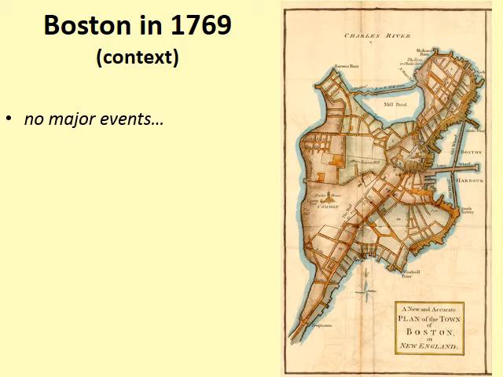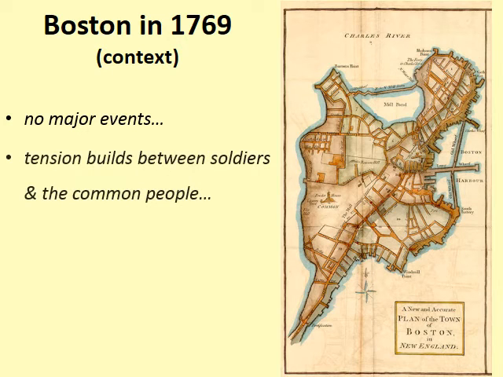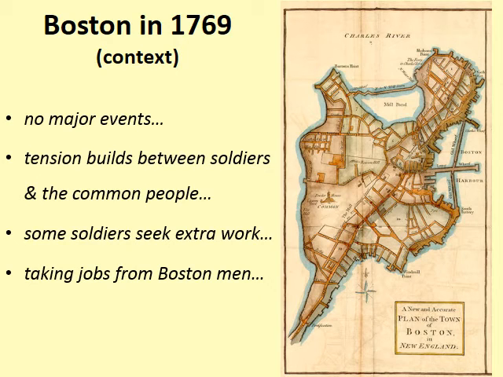There are no major events to report in the year 1769, but tension is building between those soldiers and the common people, and neither one really wants to be there. Some of the soldiers aren't getting paid as well as they want. They're trying to get extra jobs, which means they're taking work from men who live in Boston, and you get a lot of disrespect building up on both sides, and that's going to build up and up and up, but it's going to bust through.